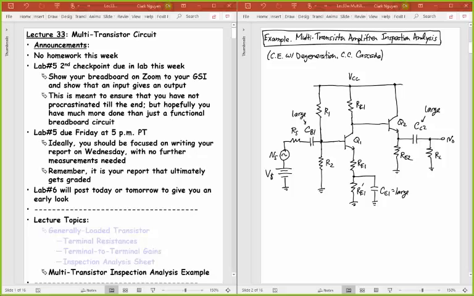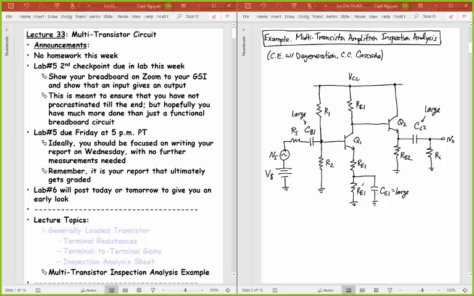You have no homework due this coming Friday. That's kind of nice, but you do have a lab due this coming Friday. And before even talking about that, today and tomorrow you have your second checkpoint due in the lab. This is where you should be showing your breadboard on Zoom to your GSI, to show that you can put an input in and it gets some kind of output. Just show that it can be powered up, I suppose.